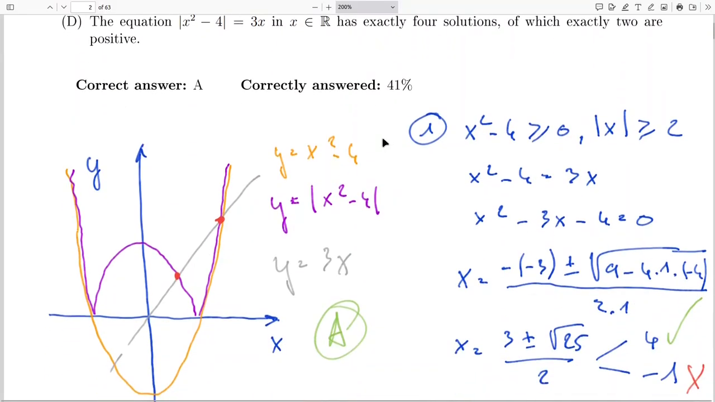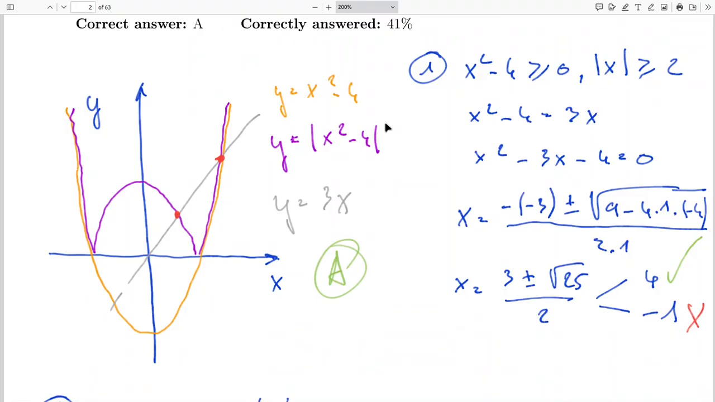Okay, so that's graphical. If you want to have the more analytical approach, well, you can't actually work with absolute values, so we'll have to split that in 2, meaning the first part where x squared minus 4 is positive or 0, or the absolute value being bigger or equal to 2. So then you can just write x squared minus 4 without the absolute value, because it's the same, equals 3x, or x squared minus 3x minus 4 is 0. And then we get the quadratic formula, and that boils down to x being either 4 or minus 1.